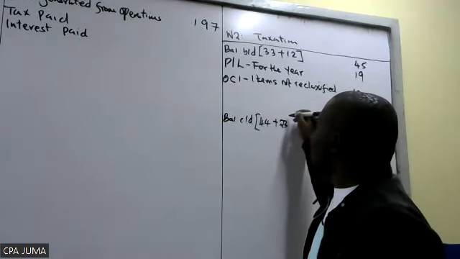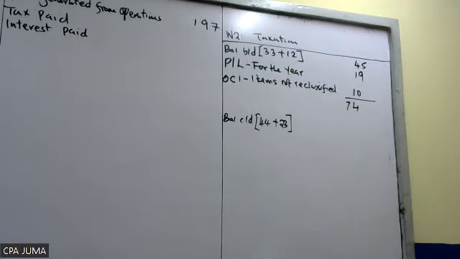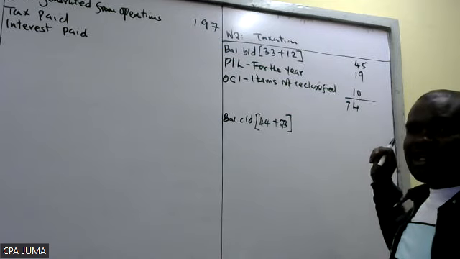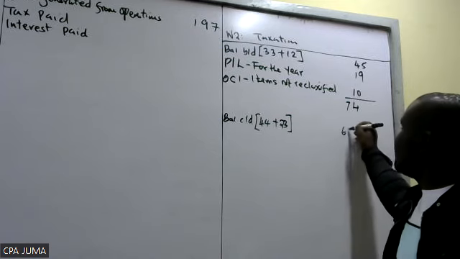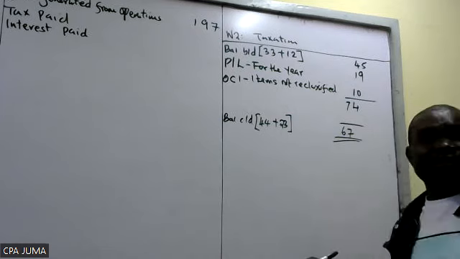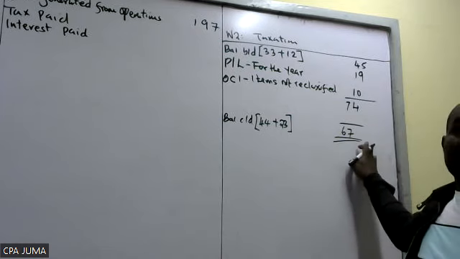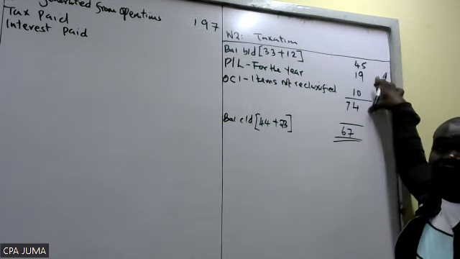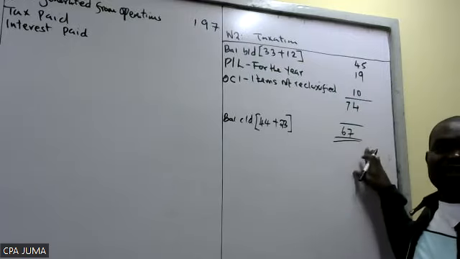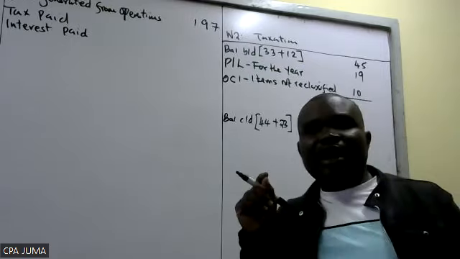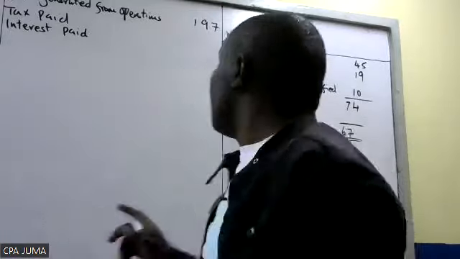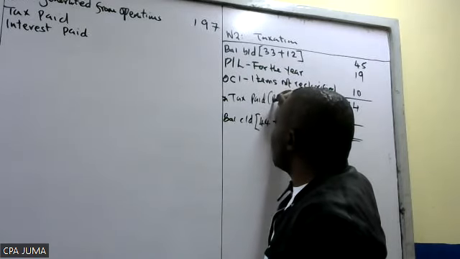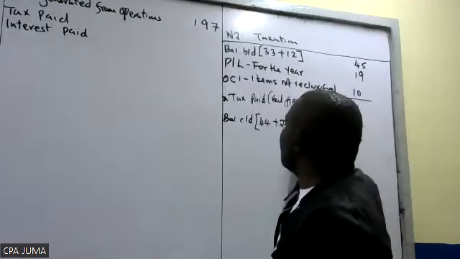So it is 44 plus 23, 67. Check to confirm. Yes, this is 67. So there is a decrease. Decrease in obligation means they paid. Because the total tax payable is 74, but they closed with a liability of 67. So the decrease means they have already paid. That is what they have paid, the balancing figure.